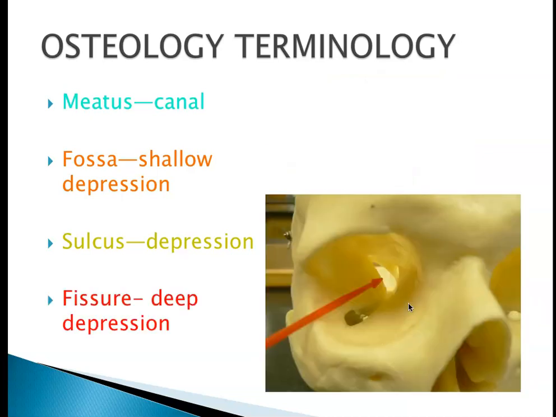And then we have our last term for depression. This is the deepest type of depression you can have. If we look at the orbit, or the socket for our eyeball, you can see this space right in here is termed our superior orbital fissure. We've got an inferior fissure as well. Superior means the higher one, orbital refers to the eye socket, and fissure refers to this deep, deep depression in here.